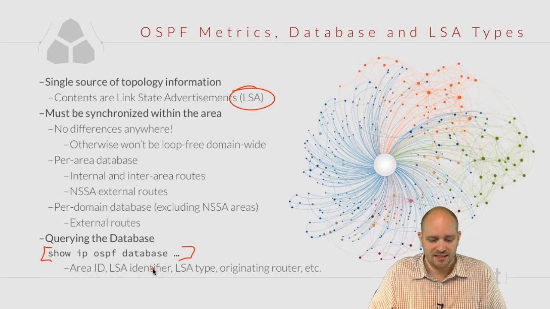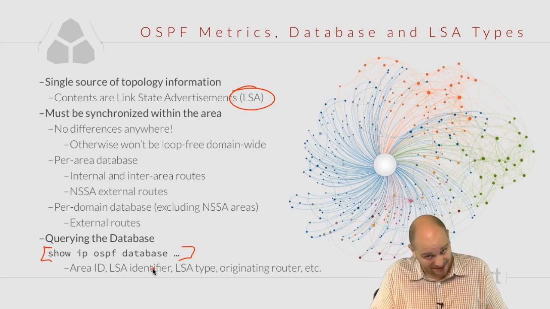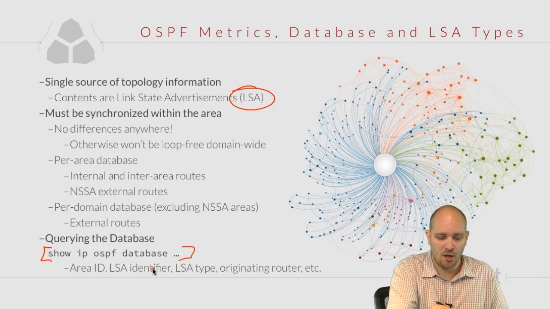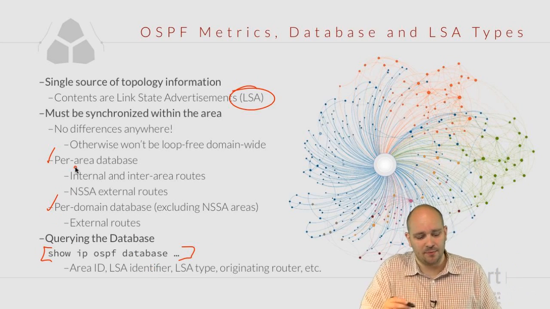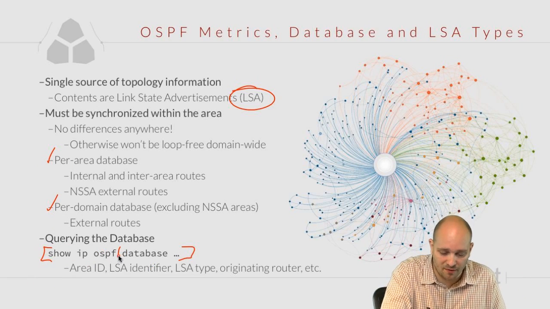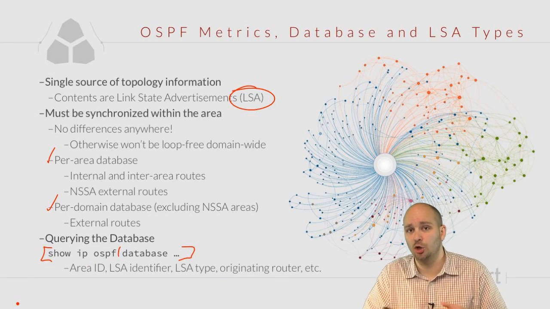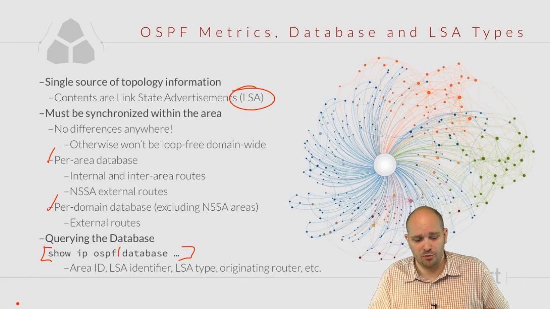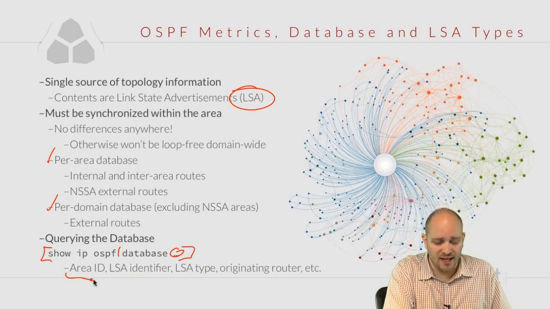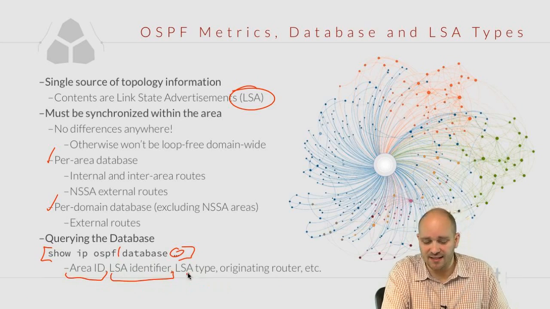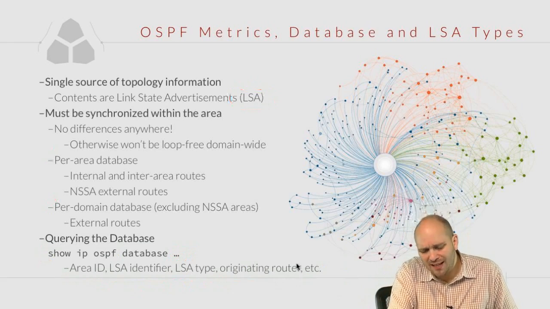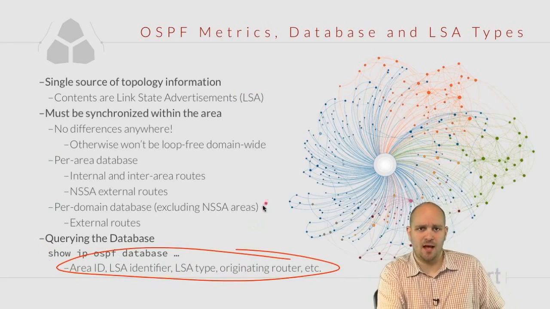show IP OSPF database. If you're running multiple OSPF processes, and that is possible, each separate process will have its own set of databases, per area databases and per domain databases, and you can query those individual databases with a command like show IP OSPF 1 database or show IP OSPF 2 database for OSPF process 2. And then after this database, we can specify, for example, the area ID that we want to look at, the LSA identifier, the LSA type, the originator router, and so on. So let me explain these terms a little bit.